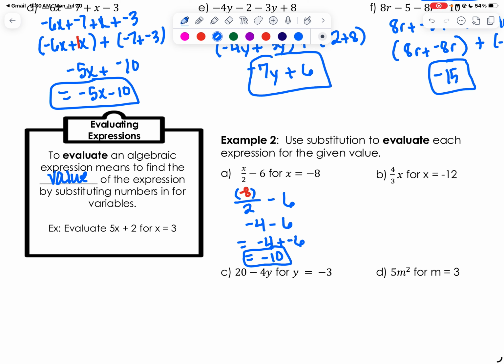In problem B, we have 4/3 x for x equals negative 12. So I'm going to replace the x with parentheses, and I'll substitute in the given value, which in this case is negative 12. Now, in this problem, I can cross-cancel because 3 will go into negative 12 negative 4 times. And I'm left with 4 times negative 4, which would be negative 16.